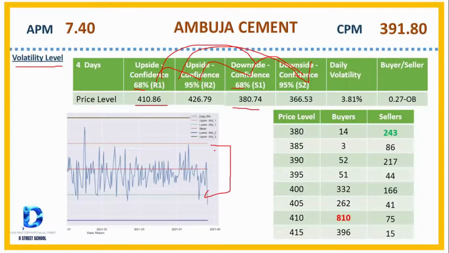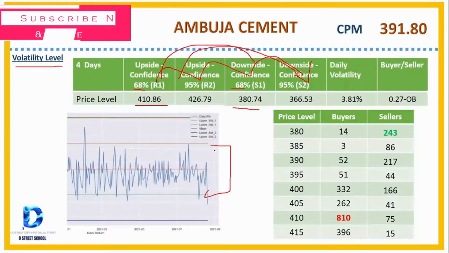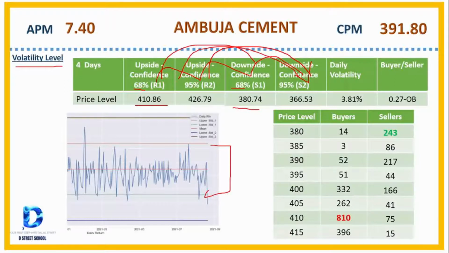So we can expect 68% Ambuja Cement will trade within this range, but there will be a chance the remaining 32% might trade outside of this range, either upside or downside. So in case you do not want to take chances, you can opt for standard deviation 2, which is R2 and S2. When you opt for standard deviation 2, I can tell you 95% Ambuja Cement will trade within this range from 366 to 426. So there are very few chances Ambuja Cement might trade outside of the range, either upside or downside.